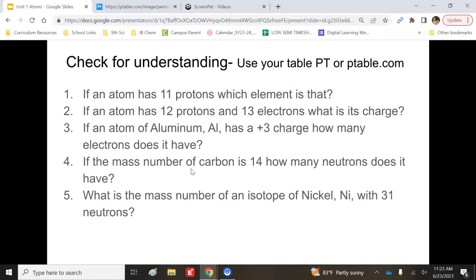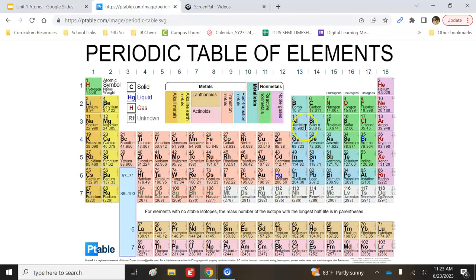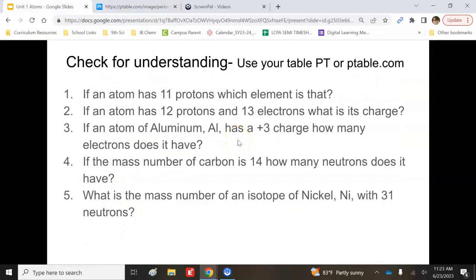I first need to go find what the atomic number of aluminum is, so I can find out how many protons it has. So I have 13 protons. If I have a +3 charge, I'm going to have +3 is equal to 13 minus what? 10. So I have 10 electrons here to get that +3 charge.